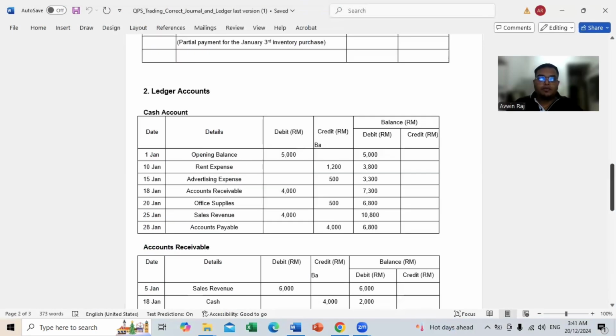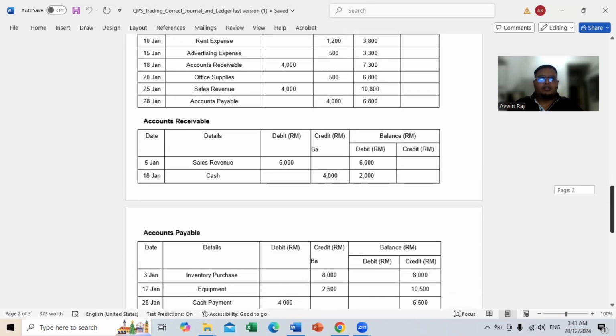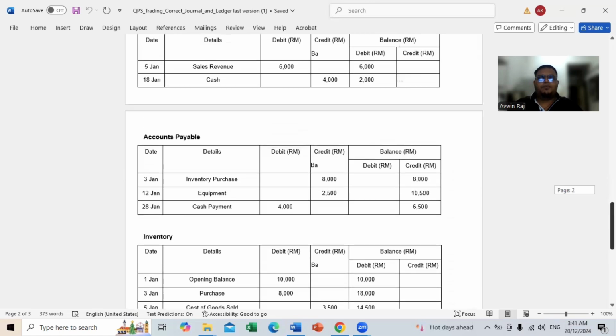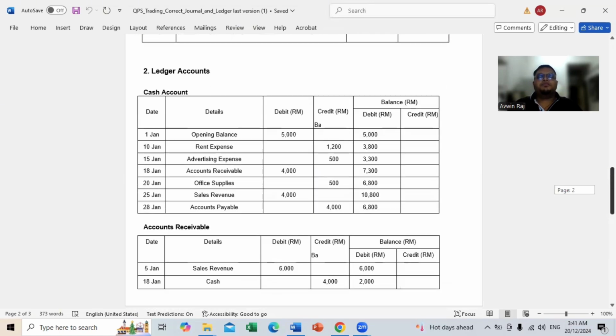For question 2, ledger accounts. From the journal entries, there are 5 ledger accounts, and the accounts are cash account, accounts receivable, accounts payable, inventory, and sales revenue.